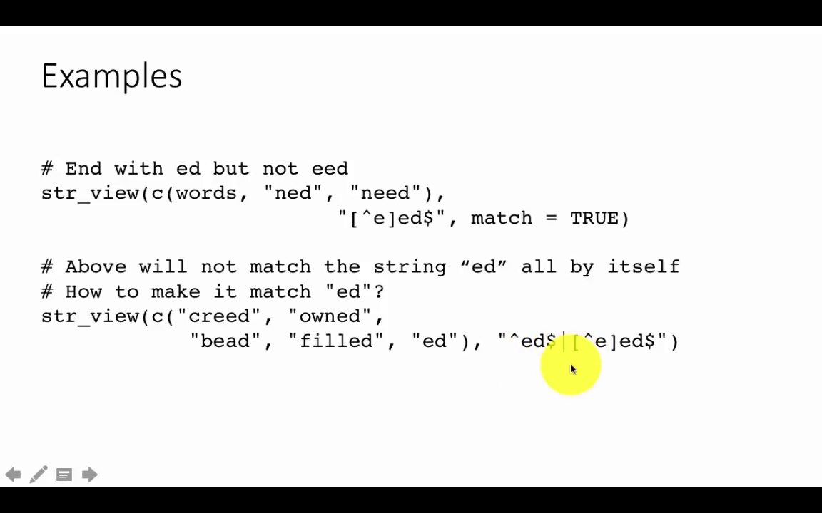And in this, what we did is we used the vertical bar as the option. So it's either this ED all by itself, or it's something other, ends with something other than E followed by ED. So we use that to solve this problem.